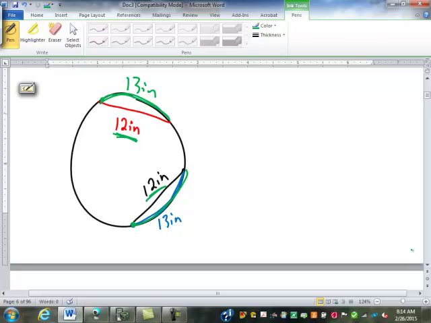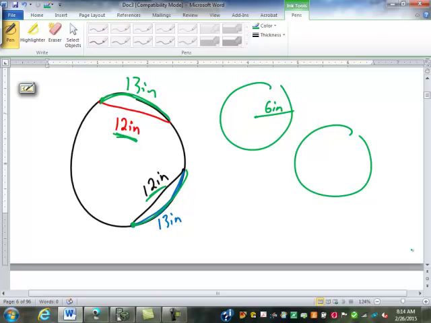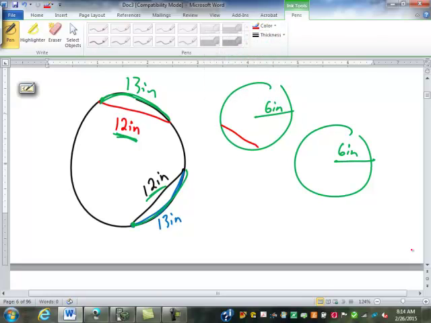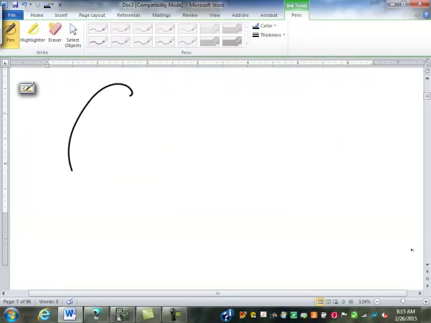In fact, not only if they're in the same circle, but if they're in two circles that have the same radius or same diameter. Let's say that this is 6 inches in radius and 6 inches in radius. Well, if I have an 8-inch chord and an 8-inch chord, this arc and this arc have to be the same. This one goes straight back to our formula.